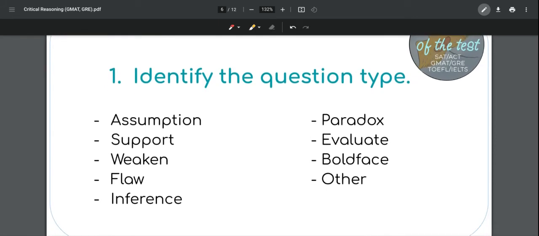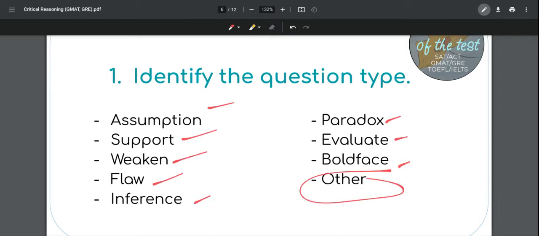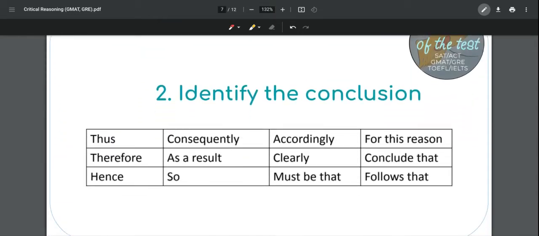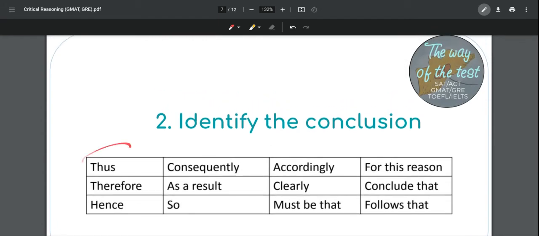So the first thing is to identify the question type. These are all the question types that we're going to cover. You have assumption, support, weaken, flaw, inference, paradox, evaluate, boldface, and then a lump of minor question types. There's a specific video for each of these. So the first thing to do is identify which question type it is, and then you apply the specific strategy to that question type. The second step is to identify the conclusion. Sometimes conclusions have a marker word like thus, therefore, or literally conclude that, or in conclusion, or for this reason. Sometimes there is no marker for the conclusion, but there's a logical follow-up to the conclusion. So maybe it's just a period marking the end of the paragraph, and then you can see that definitely the last sentence was the conclusion. Maybe the first sentence is the conclusion.